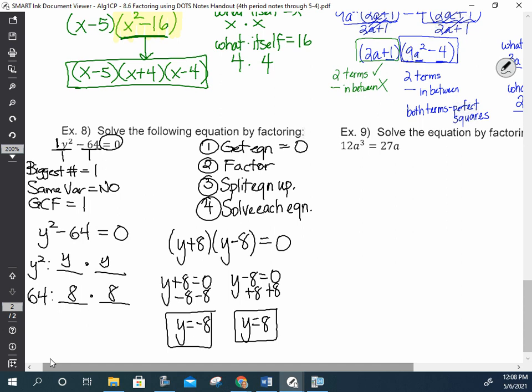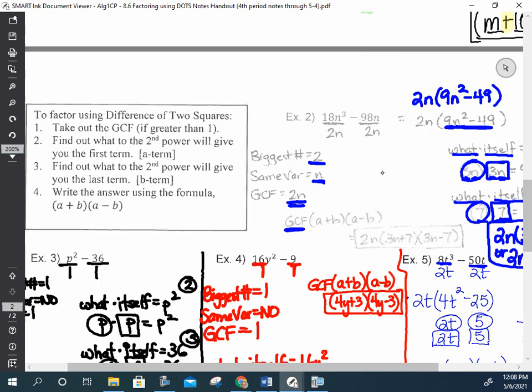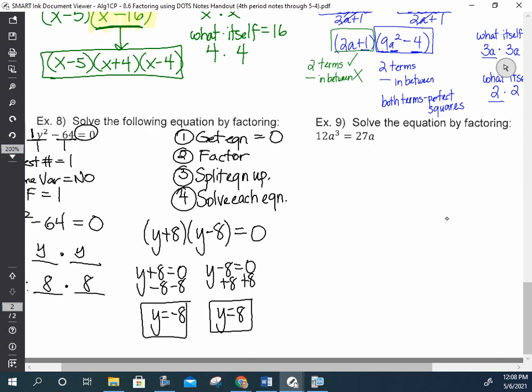Any questions? Example 8. We got one more example before we start the review part. A little bit too far. Sorry about that.